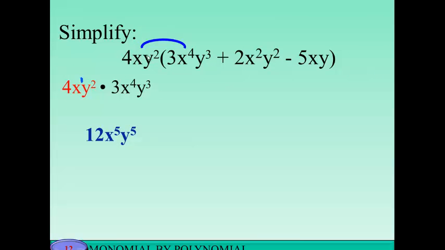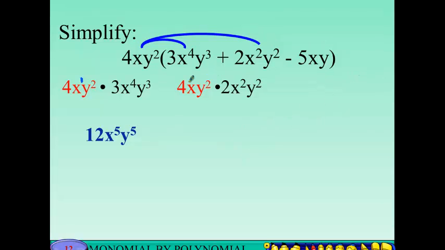Okay, next for 4xy squared times 2x squared y squared. So we have to again multiply first our coefficients. 4 times 2, that will give us 8. X raised to 1 times x squared will give us x cubed. Y squared times y squared will give us y raised to 4.